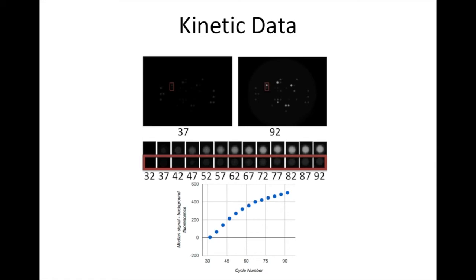Finally, just to give you an idea of what this looks like overall for kinetic data, here is a single spot measured from cycle 32 to 92. You can see that it's increasing in fluorescence as time goes on. And you can see when we plot this change in fluorescence, it shows a linear phase with a slight slowdown as time goes on. This is an idea of what all the kinetic data ends up looking like, with some complications.